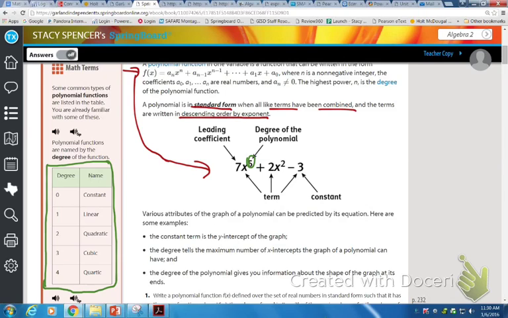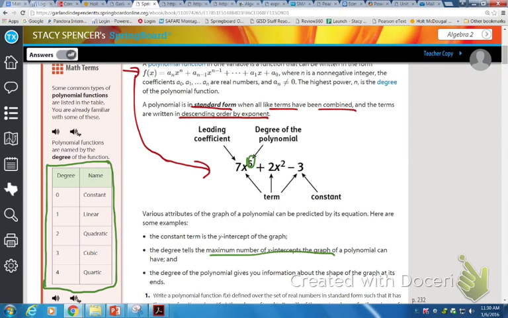The constant term is the y-intercept of the graph. Does that sound familiar? Was that true with our quadratic? Our c, remember? The c was always the y-intercept. What is the y-intercept in this one? -3. The degree tells the maximum number of x-intercepts of the graph. All right, the degree. What's our degree in this one again? 5. Degree 5. So when you look at this, what is the maximum number of x-intercepts this one can have? 5, right? You're not graphing or anything, you just know by looking at that.